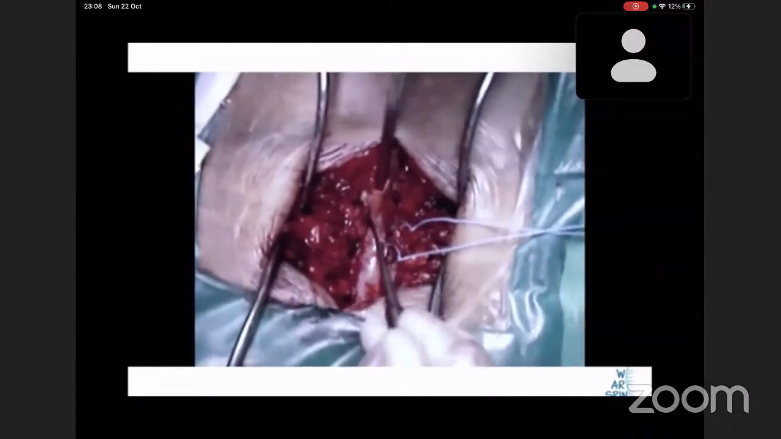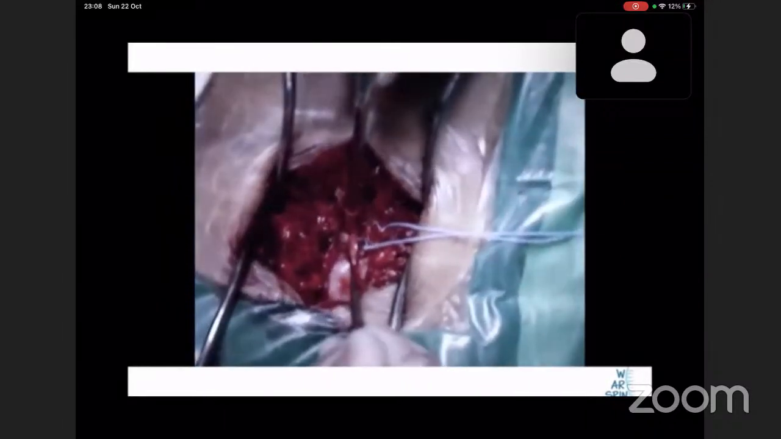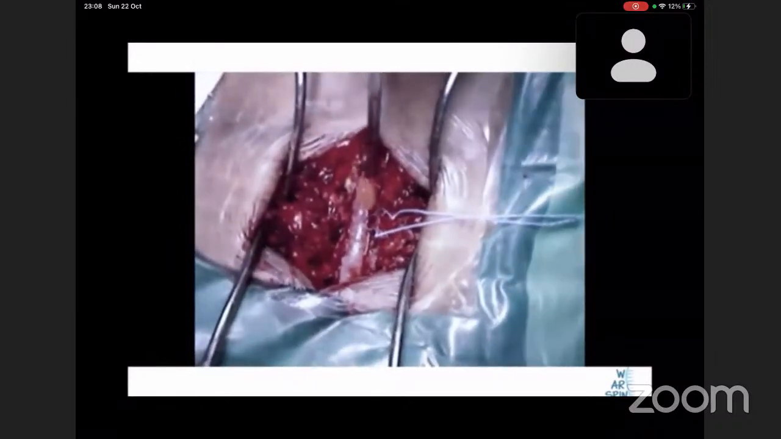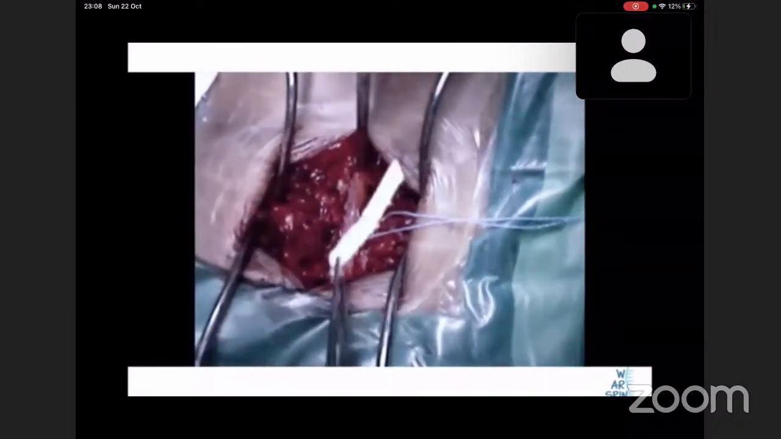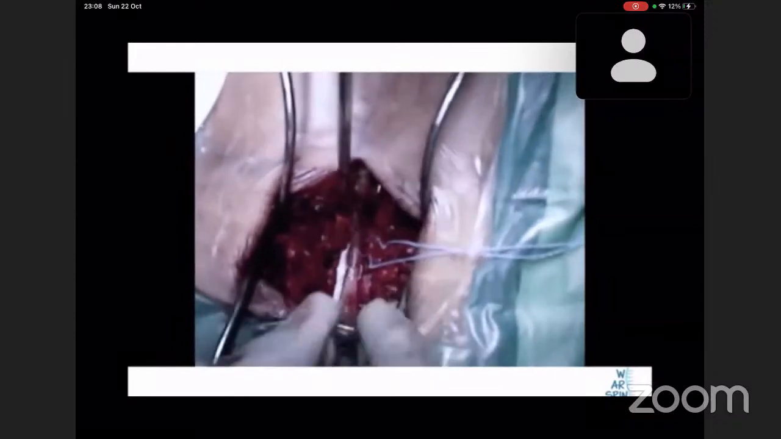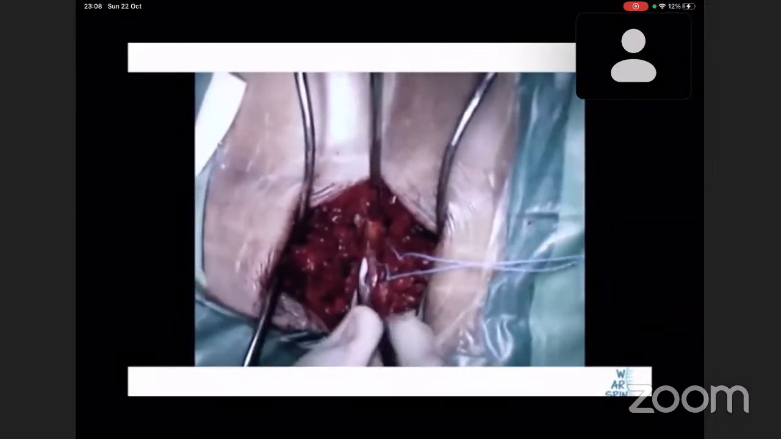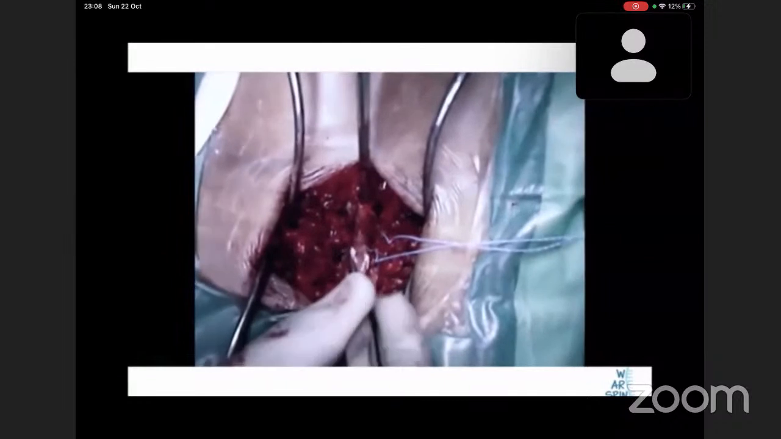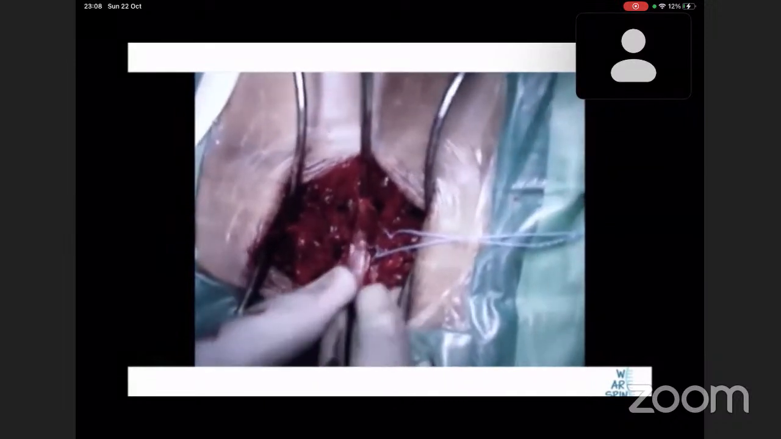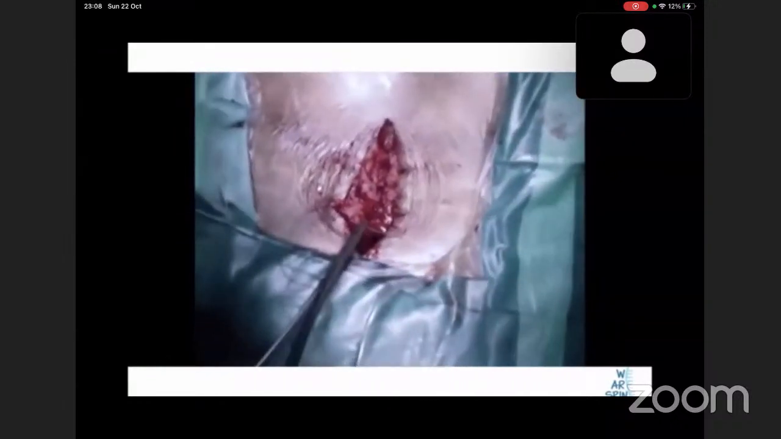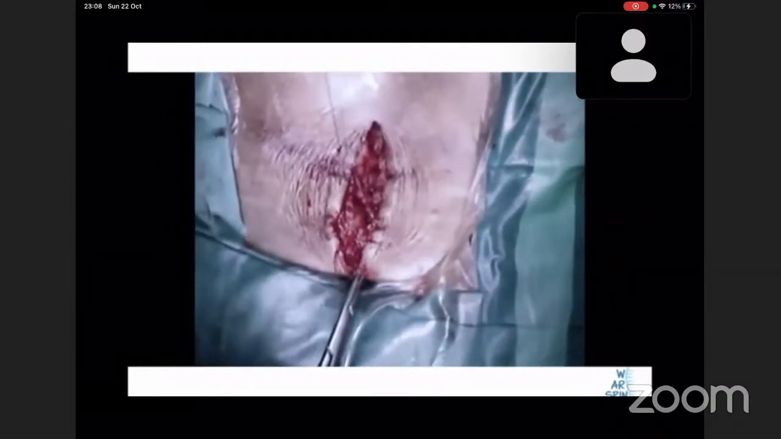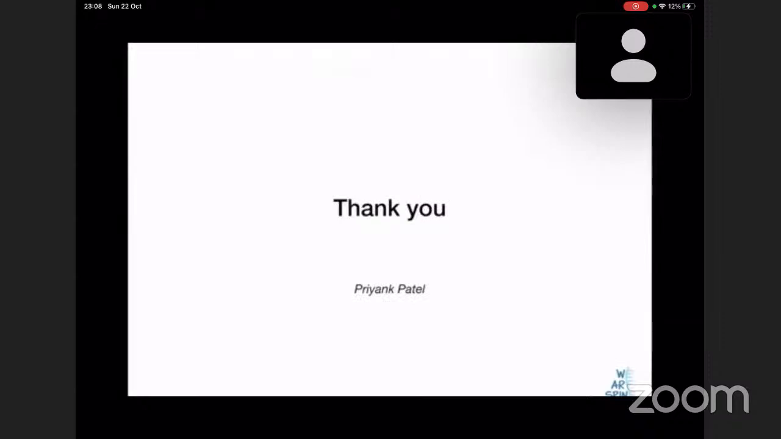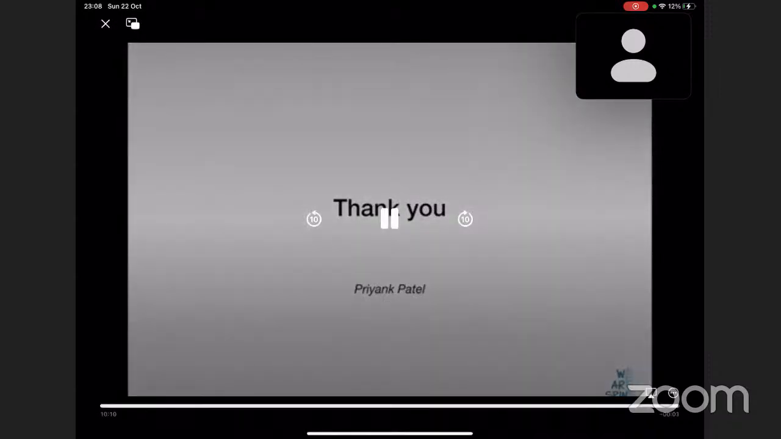Once the adequacy of decompression is checked, the lateral recess is then packed with the help of strips of cut gel foam, which help control the epidural bleeders. And then the skin is closed over a drain in multiple layers. So that's all about laminectomy. Thank you and have a nice day.